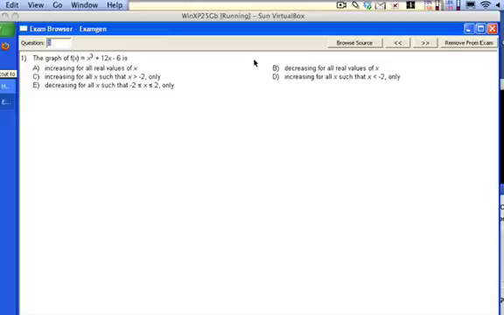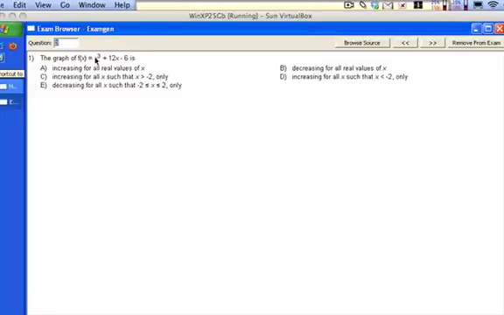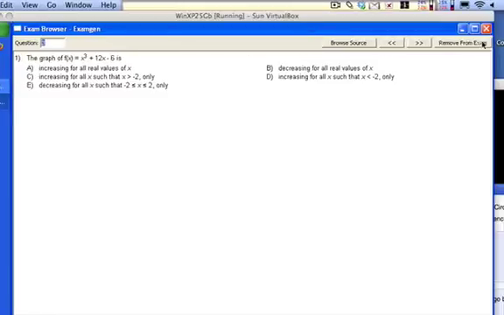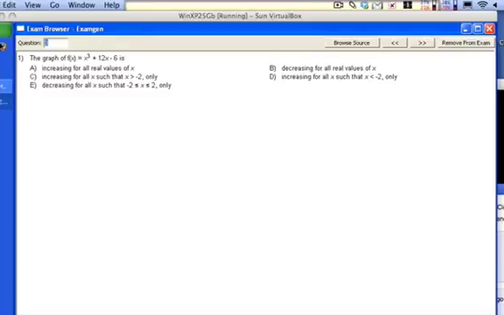Okay, question 3. Here we've got this graph. Now, since I did tell you that you could use a calculator on this, you could just graph it and see what happens. But if you analyze it with calculus, what you get is the following. If we're trying to find out increasing and decreasing, what we need to look for is the derivative: 3x squared plus 12.